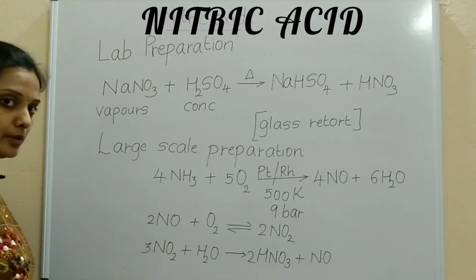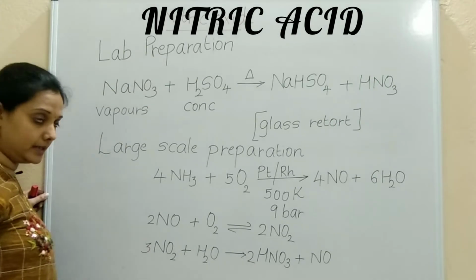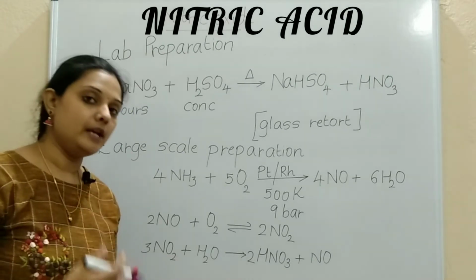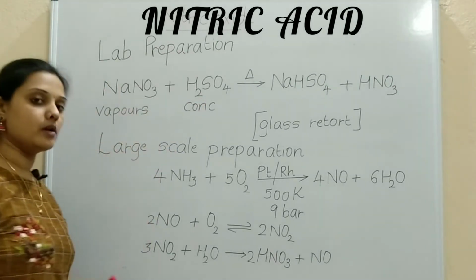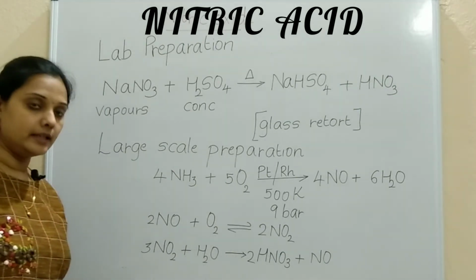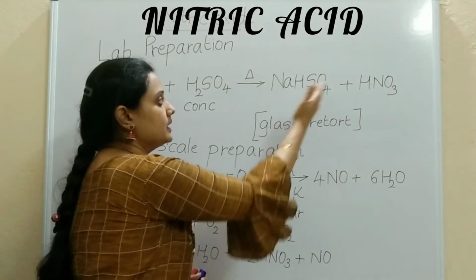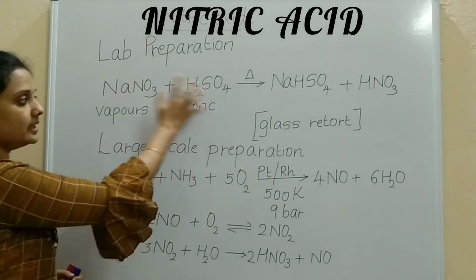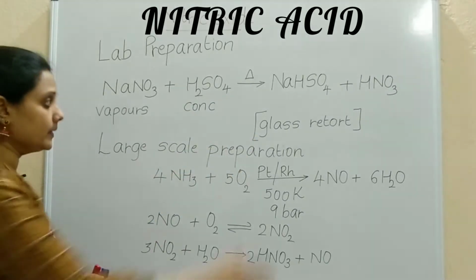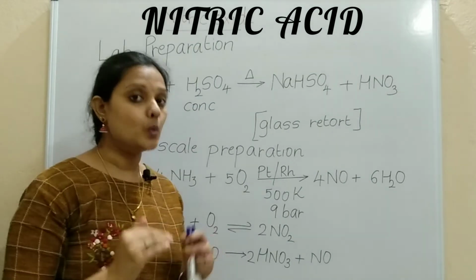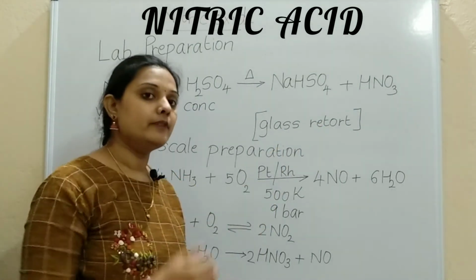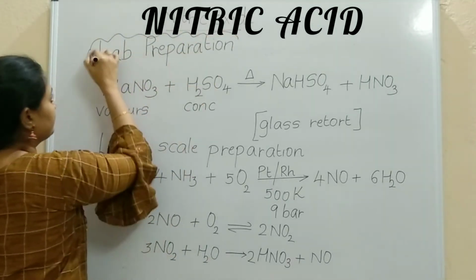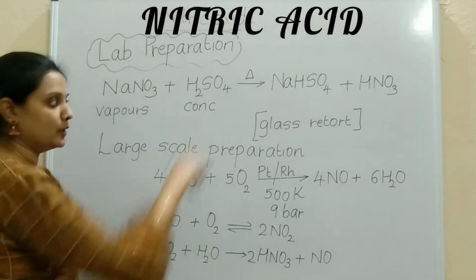So the lab preparation, you are taking sodium nitrate and concentrated H2SO4. You are heating them, and it gives sodium hydrogen sulfate, and nitric acid is produced. The reaction takes place in a glass retort and the vapors of HNO3 are cooled. Glass retort means where the distillation process occurs. So this is the lab preparation of nitric acid, HNO3.